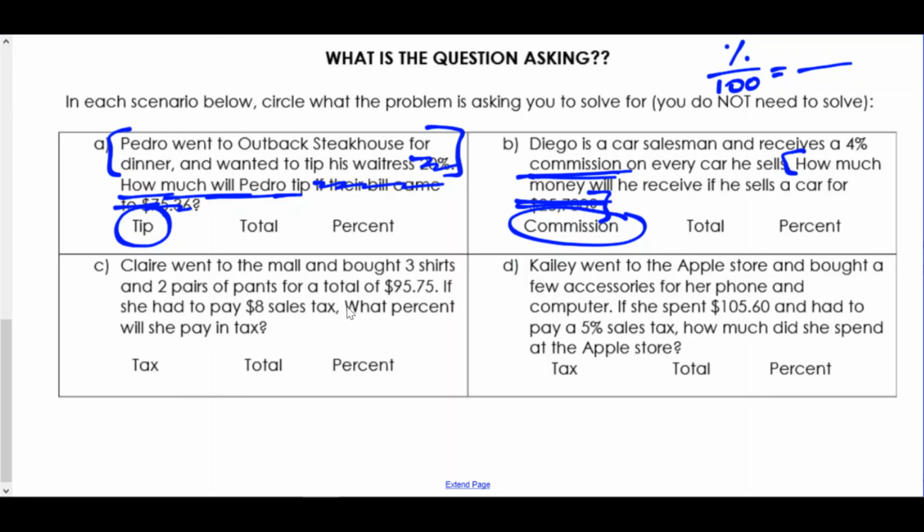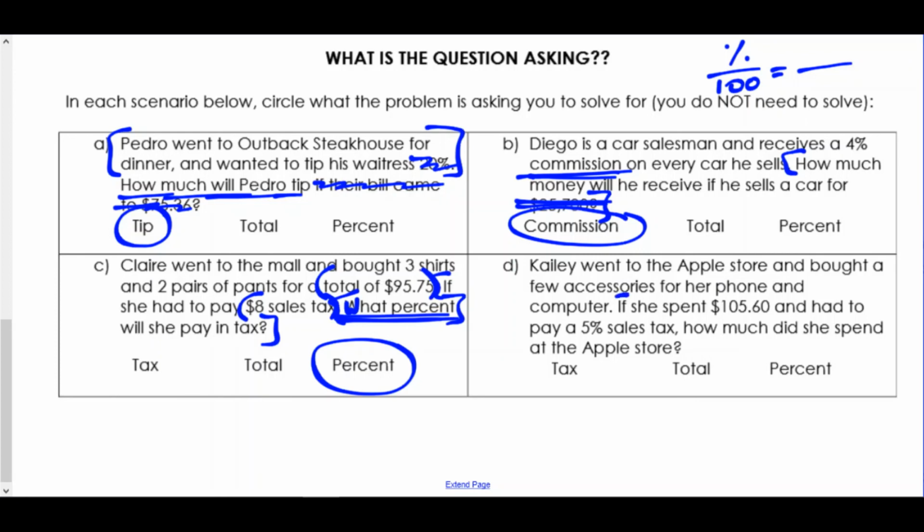I guess this really shouldn't be capitalized. Let's lowercase that. If she had to pay an $8 sales tax, what percent? Honestly, I'm done reading. What percent? That is the question. That tells us everything that we need to know. We're looking for the percent. We are not looking for the tax. Actually, we're already told the tax. That's here. We're not looking for the total. Actually, that's there. We're looking for what percent was that.